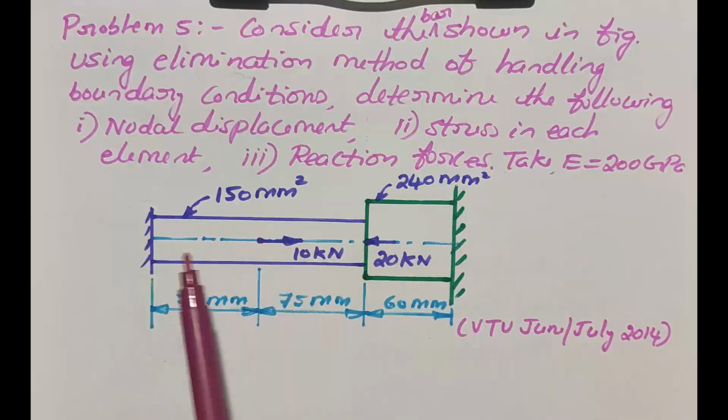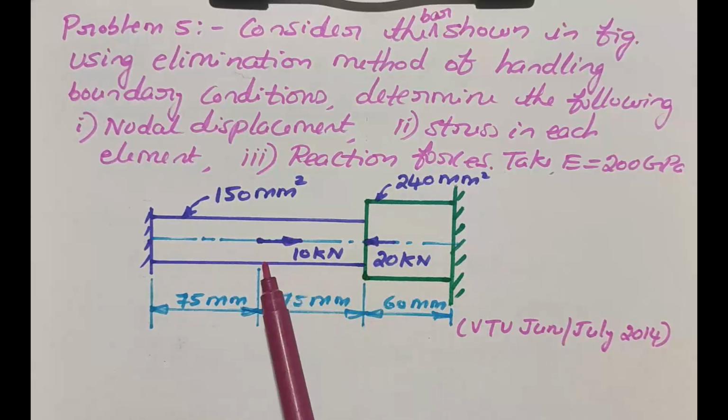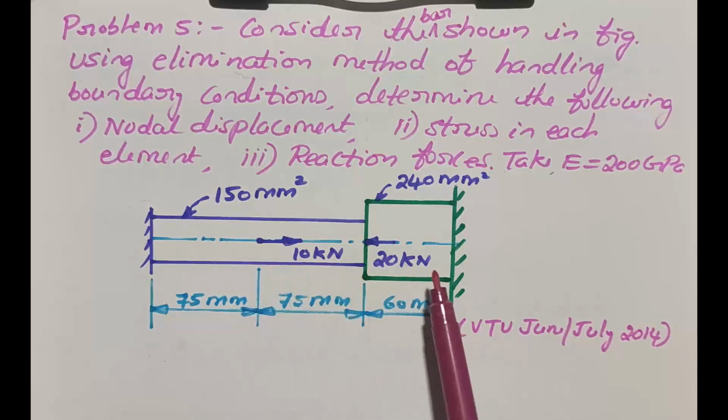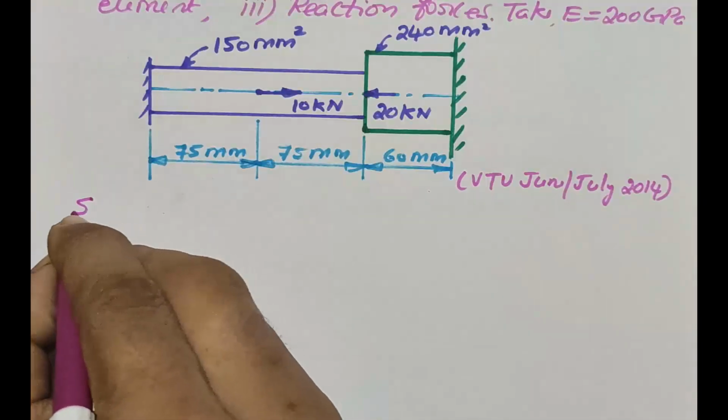Here both ends of the bar are fixed and it is subjected to two loads, 10 kN acting in the positive x direction, 20 kN acting in the negative x direction. Now the solution.